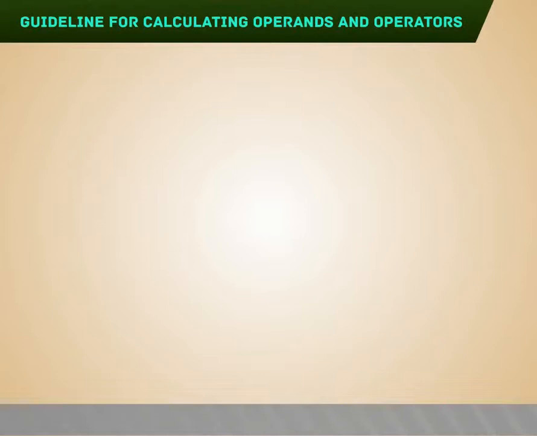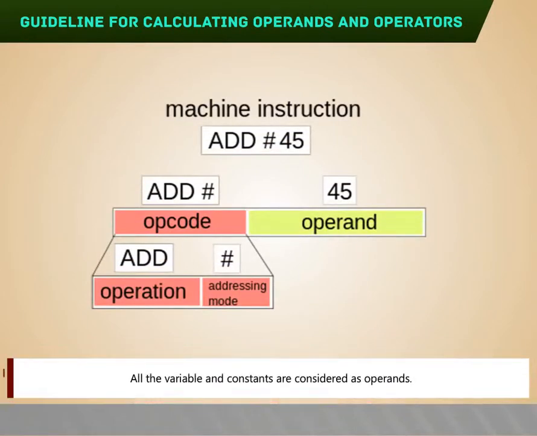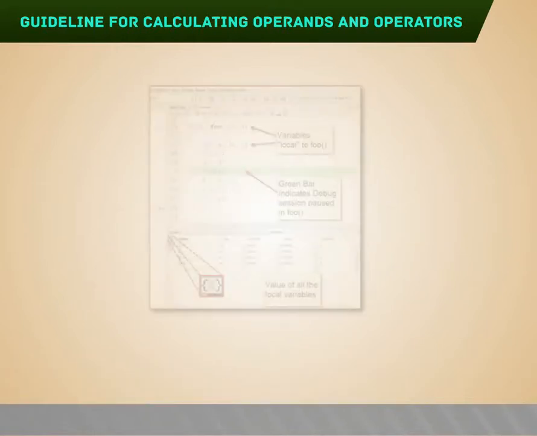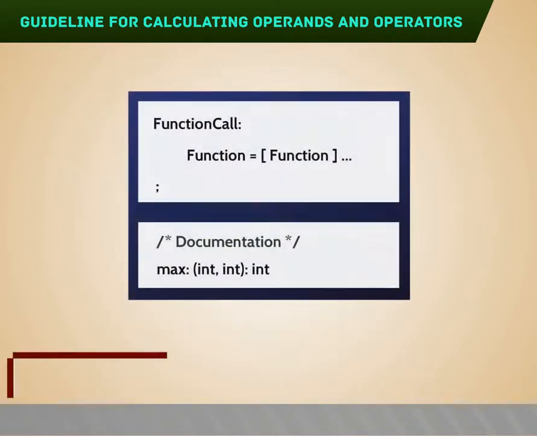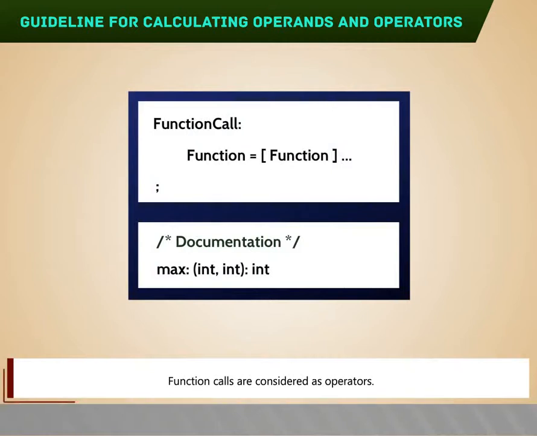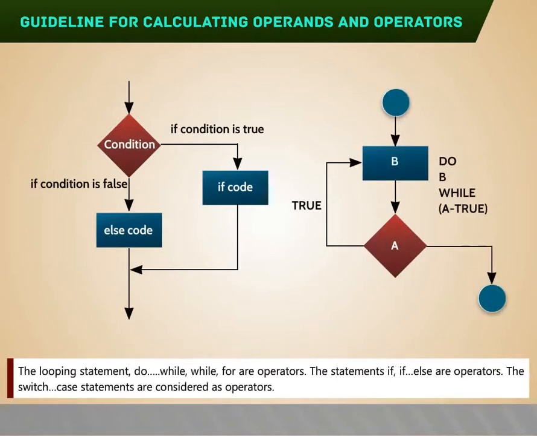Guideline for calculating operands and operators. All the variables and constants are considered as operands. Local variables with same name, if occurring in different functions, are counted as unique operand. Function calls are considered as operators. The looping statements do, while, for are operators. The statements if, else are operators.